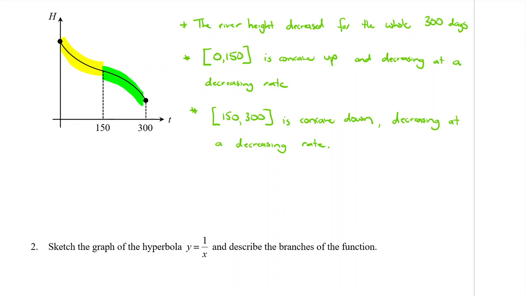So that's going to be my last point. So therefore, it probably rained a little, not a lot, just before t equals 150.